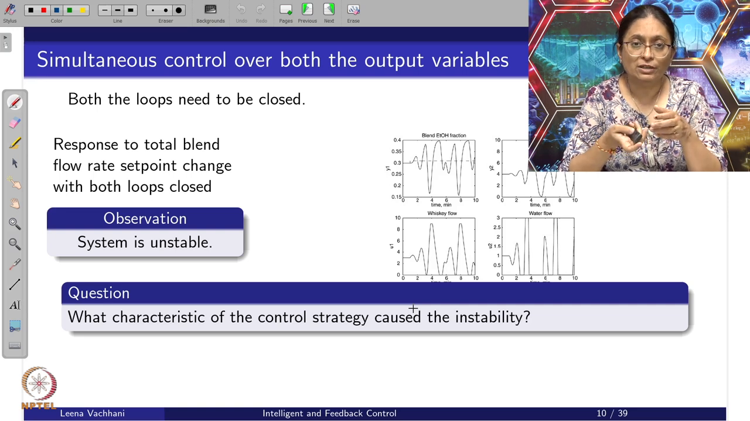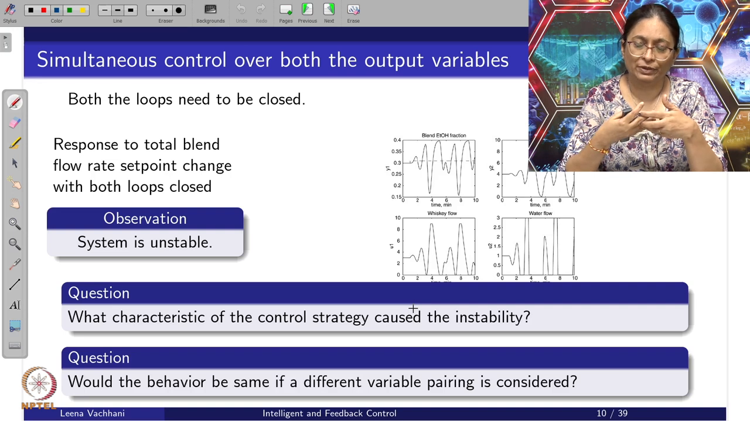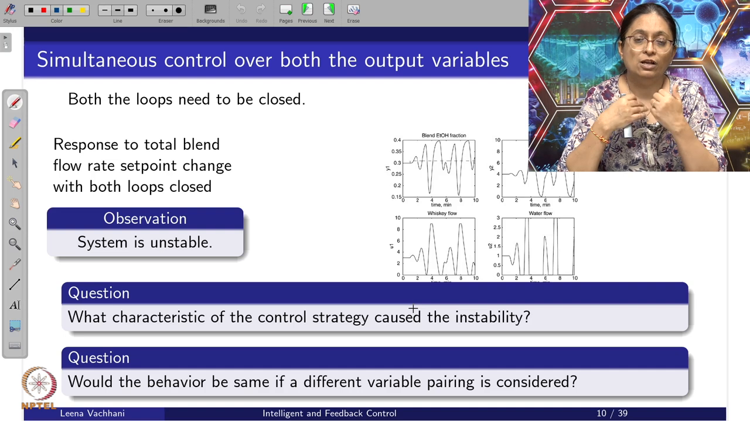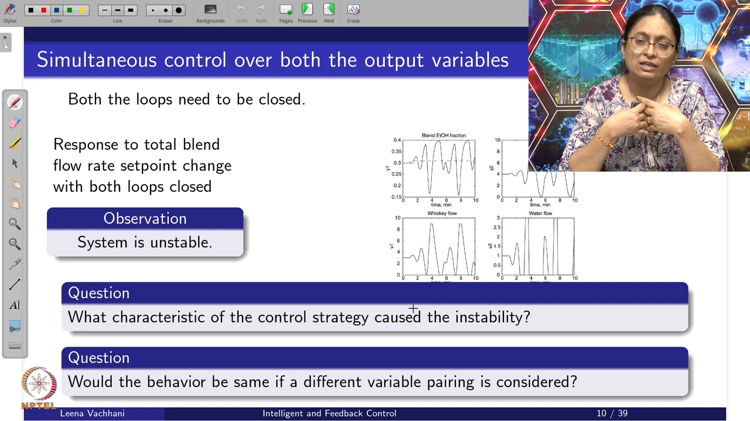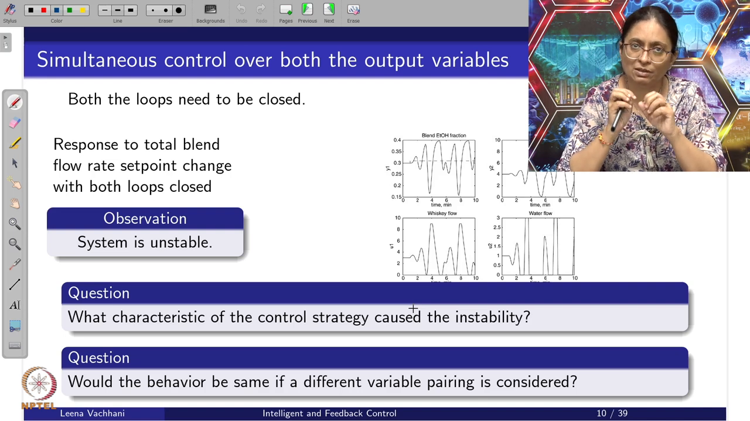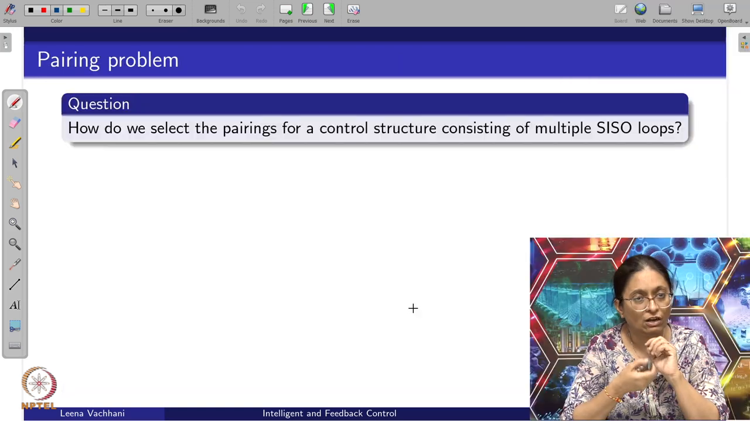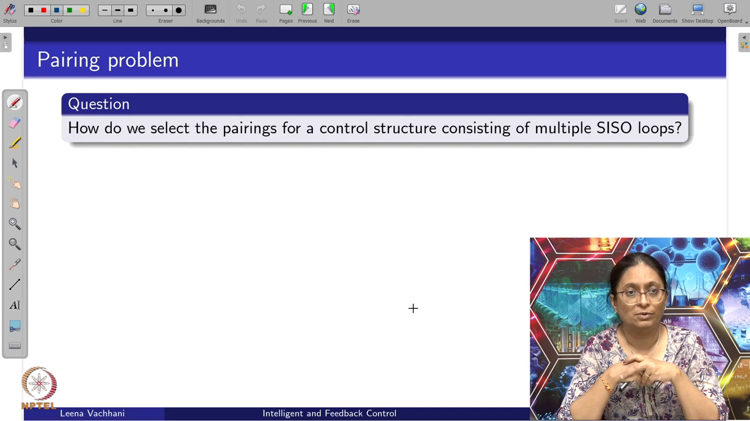So it boils down to the variable pairing playing a very, very important role here in decomposing the MIMO system into an MVSISO system. Because if I choose a different variable pairing, this kind of instability can be avoided and we may be able to achieve the control with the help of multiple control loops of the PID structure itself, the simple control structure itself. All right, so now we have a pairing problem.